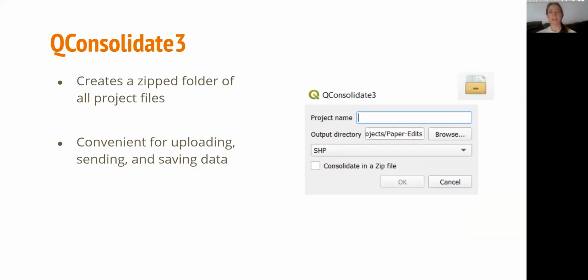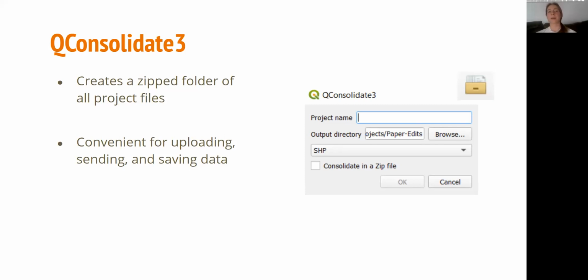And then this is the last plugin that we're going to talk about, and this is QConsolidate. And probably by far, this is the most used plugin that I use, and I'm going to pitch it to you in this way. Basically, what it does is it will create a zip folder of everything in your project that you're working on currently. And I think the most straightforward thought is that it's really convenient for uploading and sending and saving data.